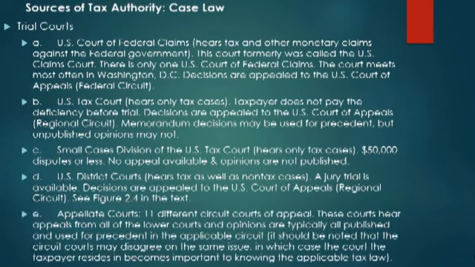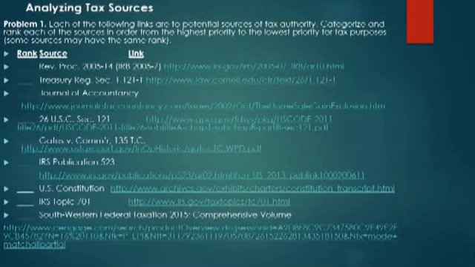And then you have the appellate courts. There are 11 different circuit courts of appeal. These courts hear appeals from all of the lower courts and opinions. It's like the 5th Circuit, the 10th Circuit, the 9th Circuit. You have all these different circuit courts of appeals, and these are the appellate courts. It should be noted that the circuit courts may disagree on the same issue, in which case the court the taxpayer resides in becomes really important to knowing the applicable tax law. So if you have a split among the circuits, it depends on which circuit the taxpayer resides in.